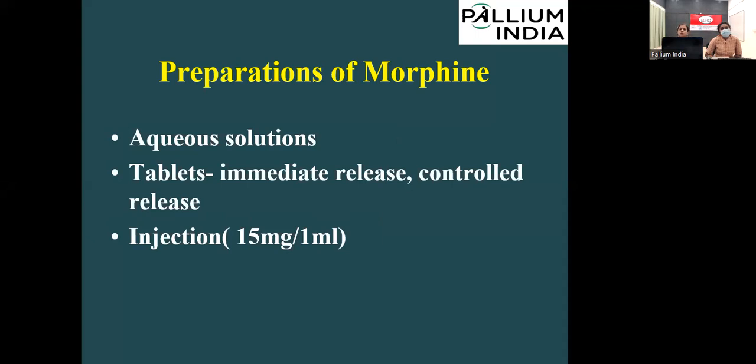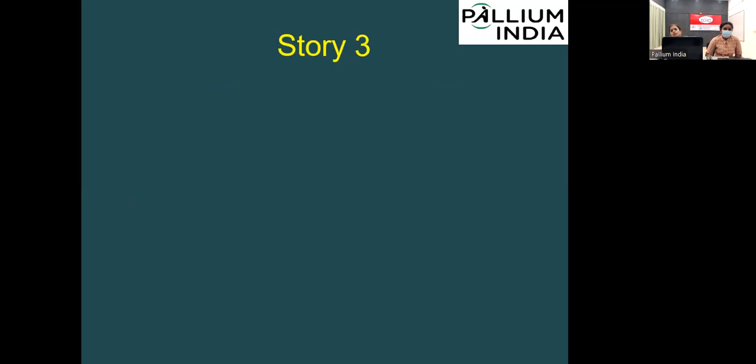So what are the preparations of morphine available? We do have tablets and injection. Tablets can be immediate release or sustained release, controlled release, extended release. All of them have duration of action for around 12 hours. And some of the RCCs have aqueous solutions. They use it for children, or you can feed it through the NG tube, it's easier. But only some institutions in India have that. Otherwise, it's always a tablet or the injectable forms available in the country. So we'll move on to the next story.